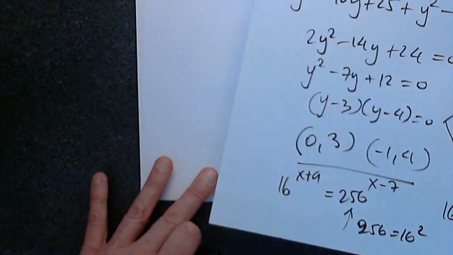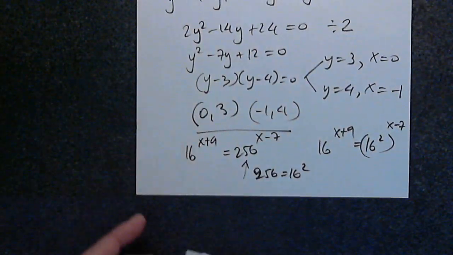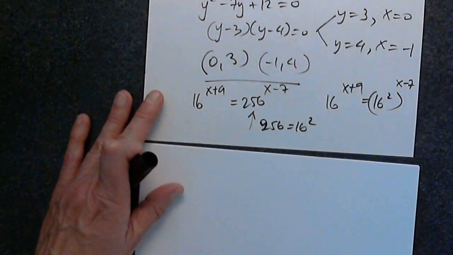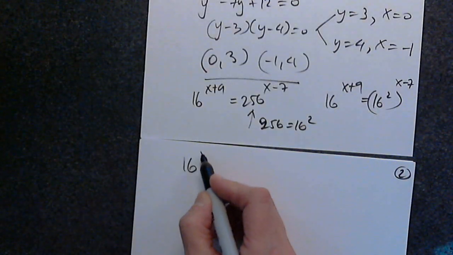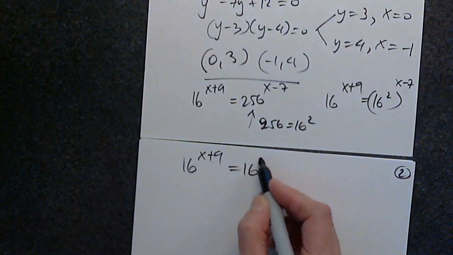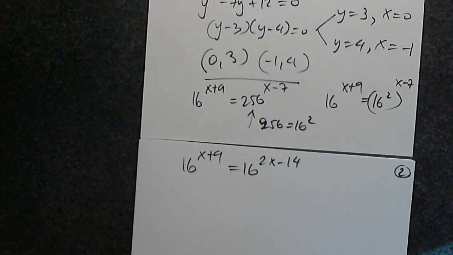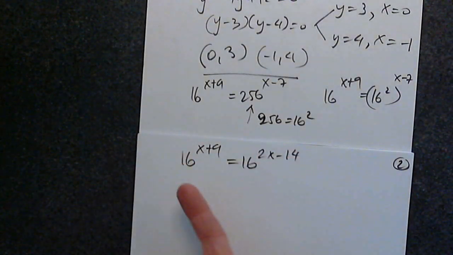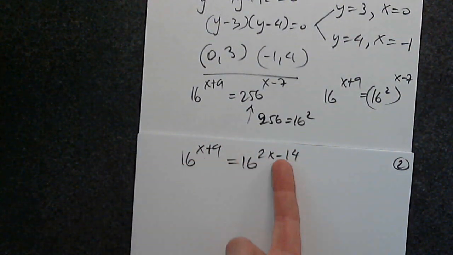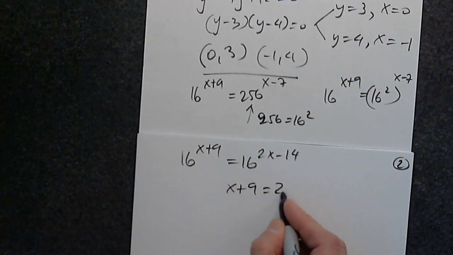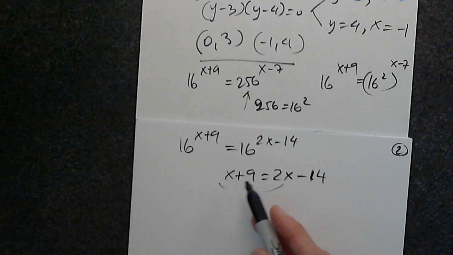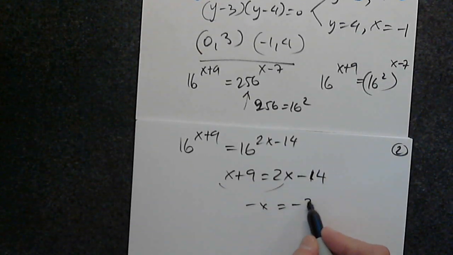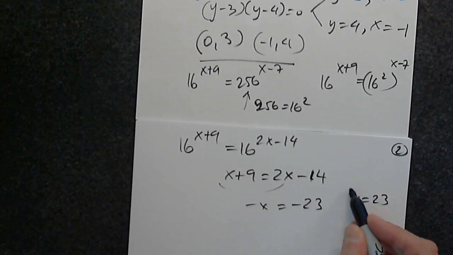You didn't have to do this. You could have just applied log to both sides. But I think it's longer, and it's slightly more difficult maybe. So then 16 to the x plus 9 equals 16 to the 2x minus 14. Two numbers are equal and they have the same base. The exponents must be the same. X plus 9 must equal 2x minus 14. So I move negative x and I get negative 23. So x equals 23.